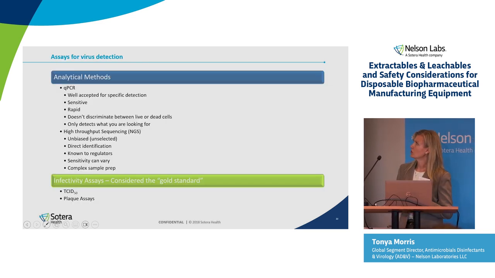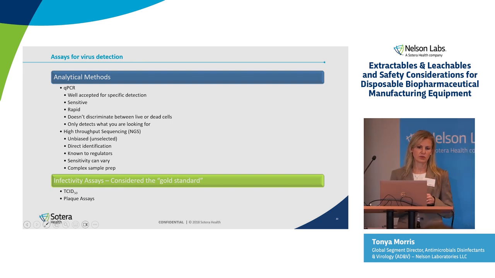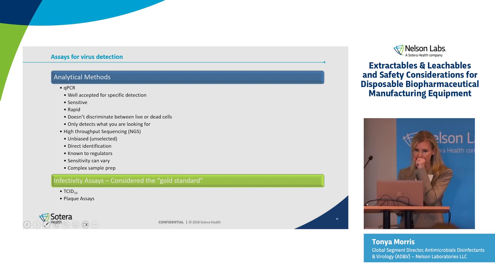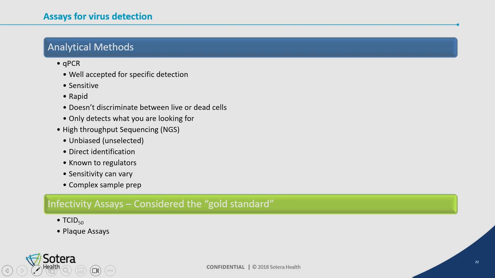So, different assays that are used for virus detection. I'm just going to give you a brief overview. I've already talked about qPCR as well as high throughput sequencing or next generation sequencing. There are pros and cons to both. So qPCR is well accepted for specific detection. So when you're looking for a specific virus, it's well accepted. It's very sensitive. It's rapid. However, it doesn't discriminate between live or dead cells. So there's a problem counting both of them or looking at both of them. And it only detects what you're looking for.